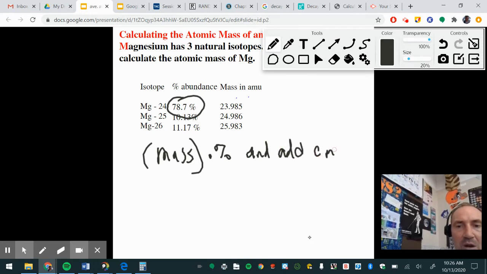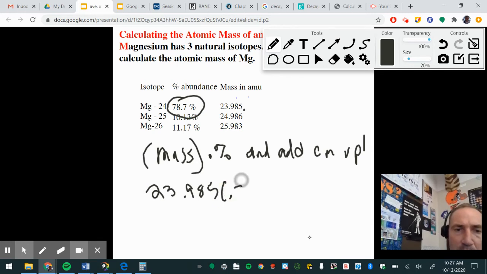Add them up. That's right, add them up. Okay, so you're going to take the mass. So in this case, you're going to do 23.985. Now, this is the actual mass of this isotope. So you could do 24 and round it. You just would be further off in your answer. So if they give you the mass, actually use that mass number they give you times the percent.